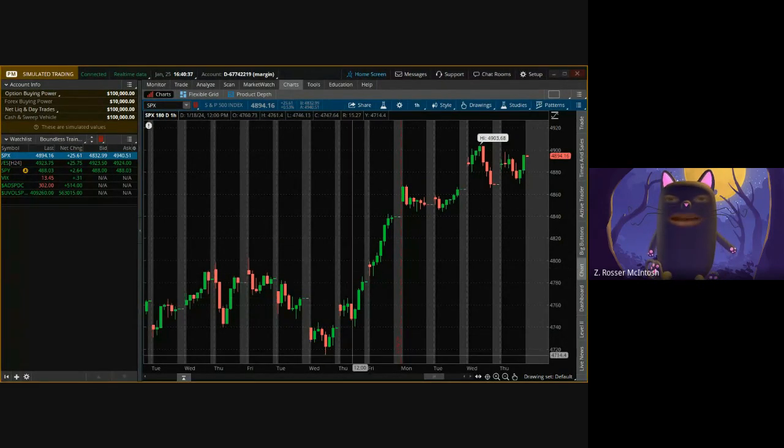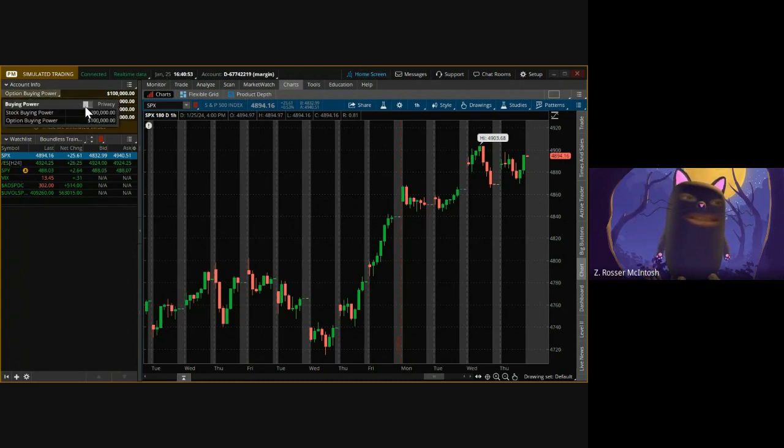For privacy mode, you're going to want to go up at the top, where it's either net liquidity or day trades or option buying power, either of those, and click on that in the account info bar. There we go. Click on that and activate privacy mode.